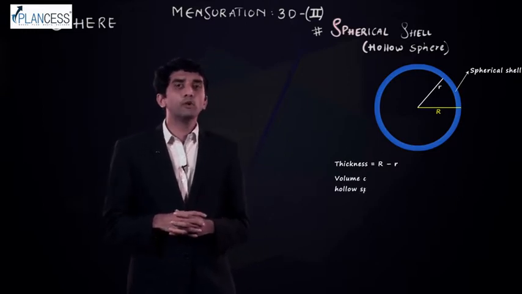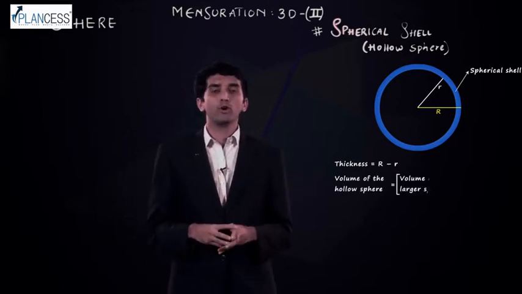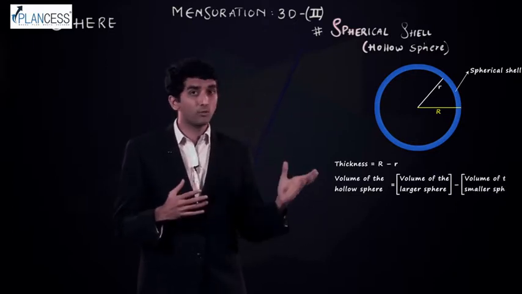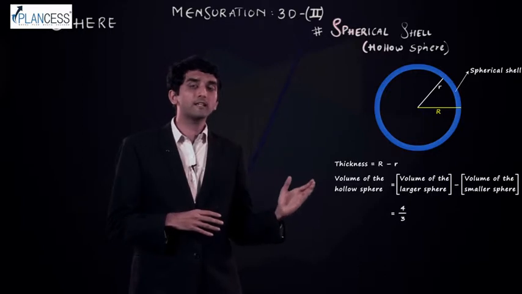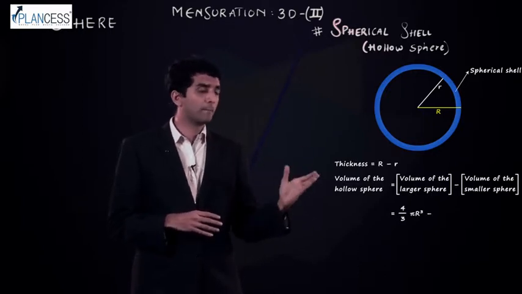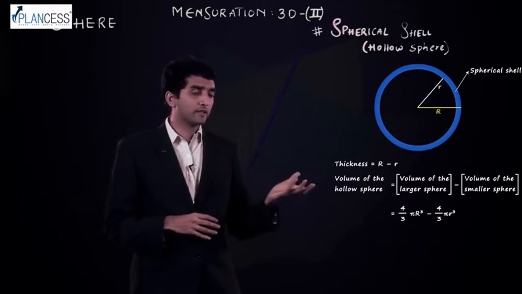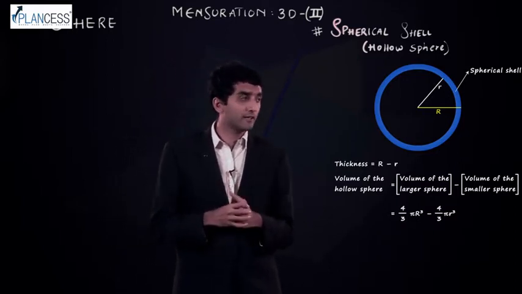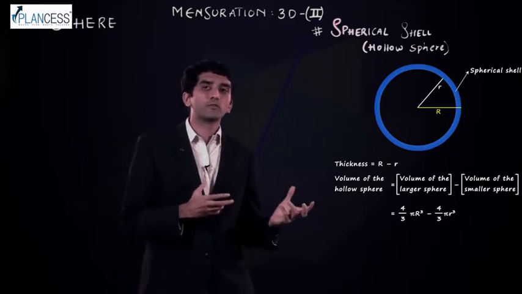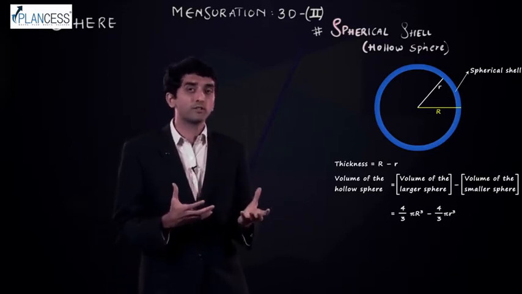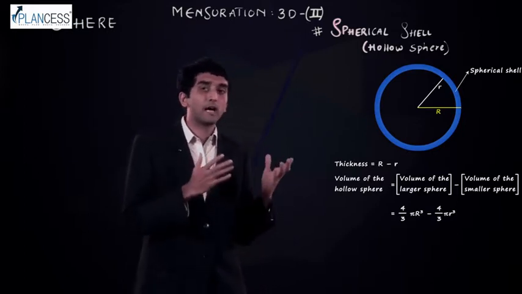Firstly, the volume of this spherical shell is simply going to be the volume of the larger sphere minus the volume of the smaller sphere, and that is going to be 4 by 3 pi capital R cube minus 4 by 3 pi small r cube. So it is very obvious how we derived this. It's just simply that the volume of the spherical shell is the volume of the larger sphere minus the volume of the smaller sphere, and we used the original formula of the volume of a sphere and applied it there.